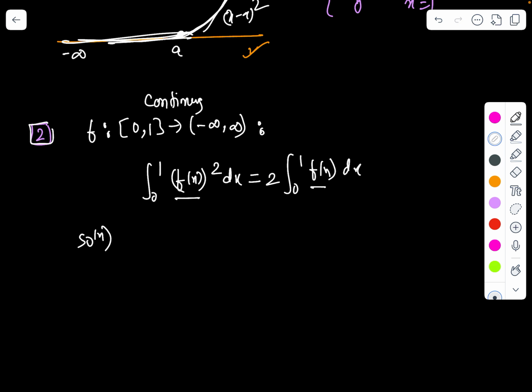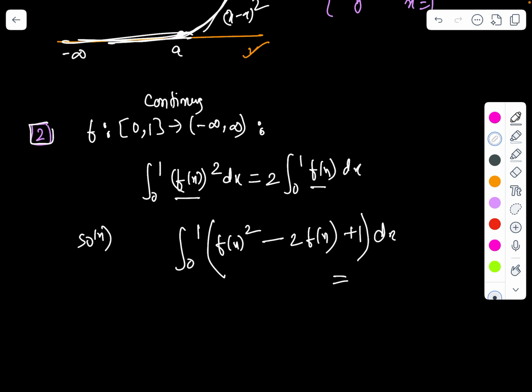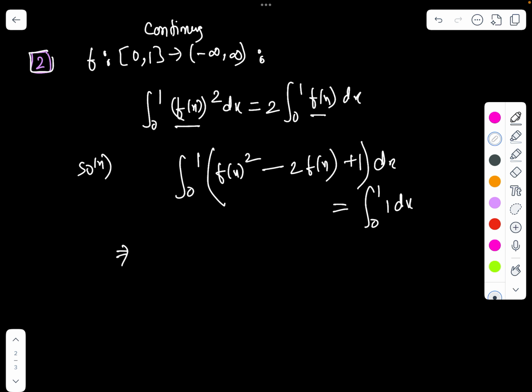Now, very interestingly, if I bring that to this side, it gives the integral of f of x square minus 2 f of x. So we'll add 1, which means the integral from 0 to 1 of 1 dx, and I'll add that to the other side to maintain balance. So it's the integral from 0 to 1 of f of x minus 1 whole square.